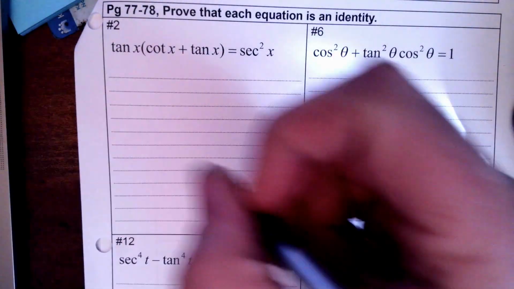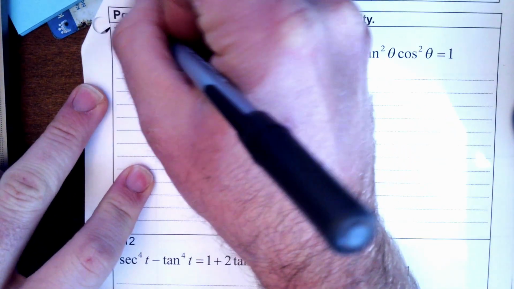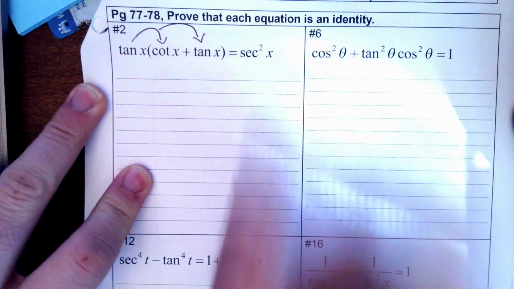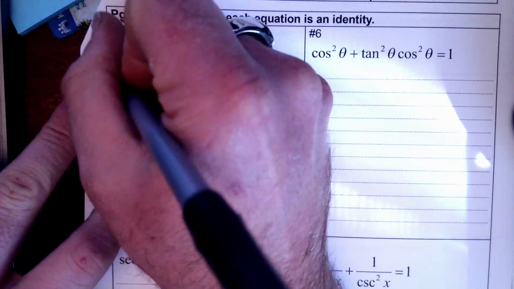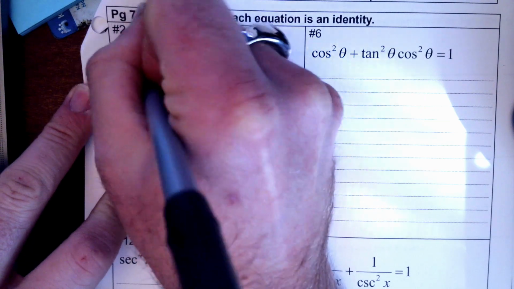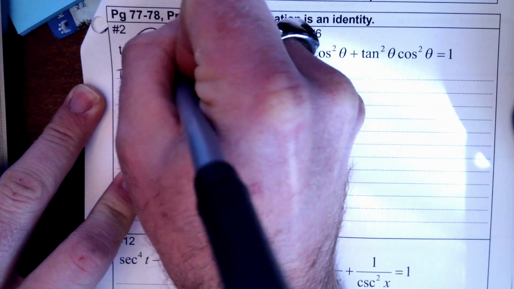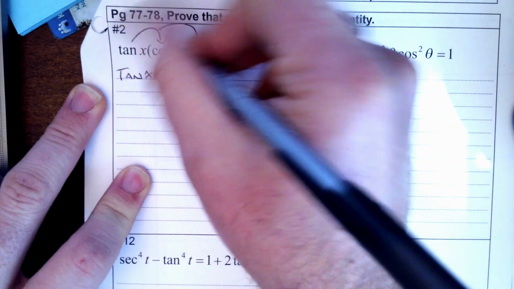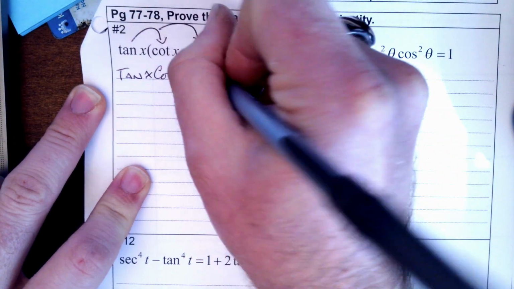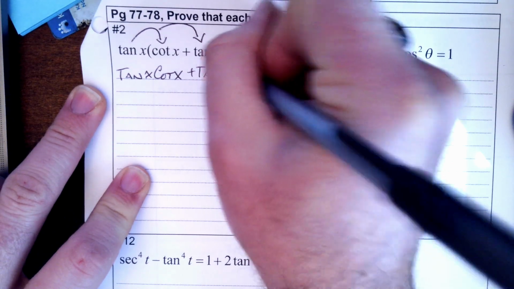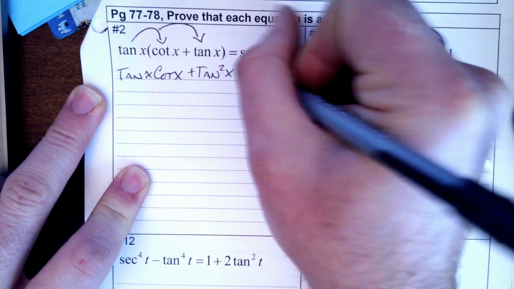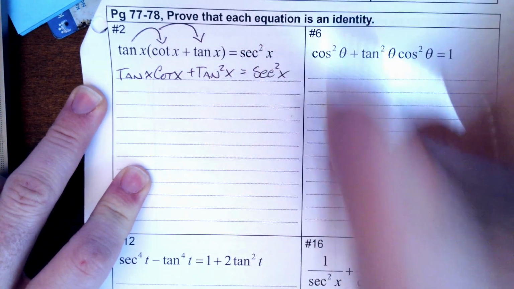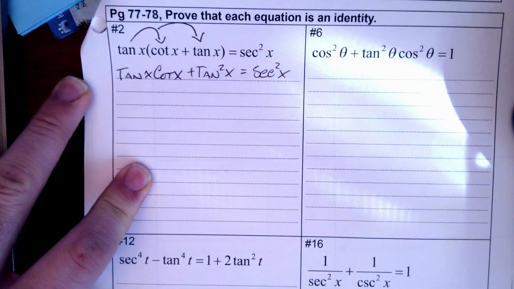So, right now, I'm going to start by distributing tangent over here and seeing what happens. I get the tangent times the cotangent, which we know is going to be 1 because they're reciprocal functions of each other. And tangent times tangent would be tangent squared. And we're not allowed to change the other side of the equation, so we'll just keep it as equals secant squared.